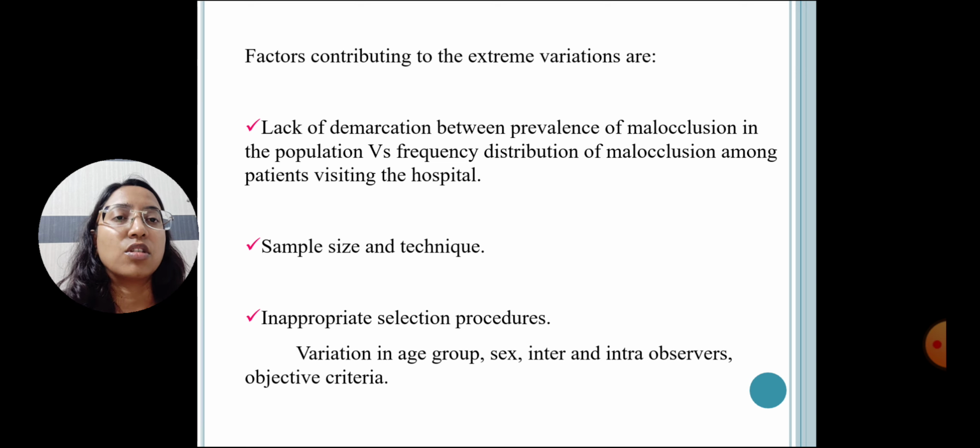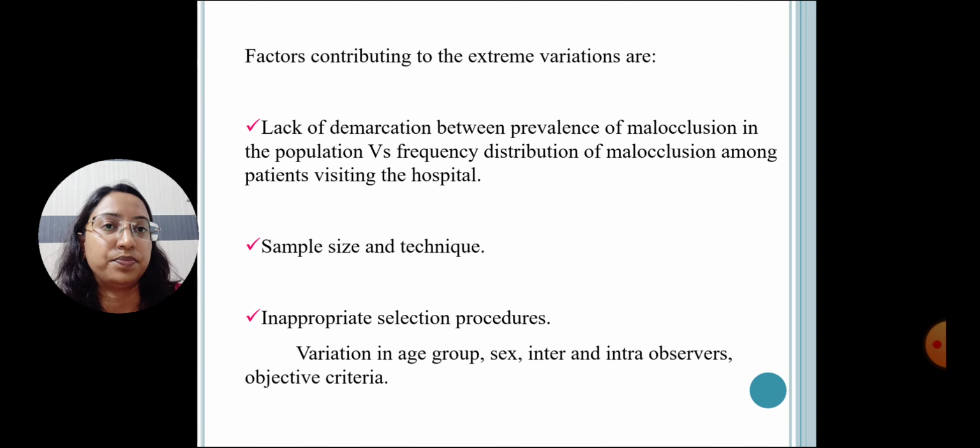So, the factors that contributed to the extreme variation in the prevalence of malocclusion in different studies were the lack of demarcation between prevalence of malocclusion in the population versus the frequency distribution of malocclusion among patients visiting the hospital, the sample size and technique amongst different studies, and inappropriate selection procedures like variation in age group, the sex, inter and intra observers, and objective criteria.